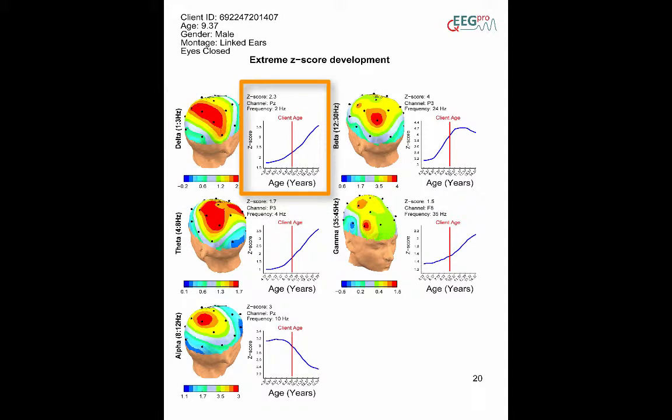On the right side of the three-dimensional plot, a graph is plotted which shows progression of the most extreme Z-score as a function of age. In this example, the client is 9 years old. As mentioned earlier, the power of 2 Hz at PZ corresponds with a Z-score of 2.3 at the current age of this client. Now suppose we compare the same power with younger and older age bins of the qEEG-Pro database.